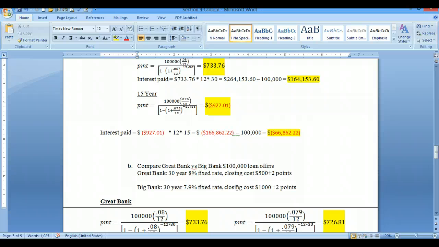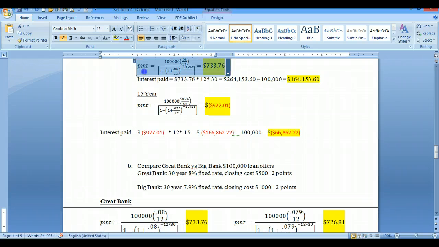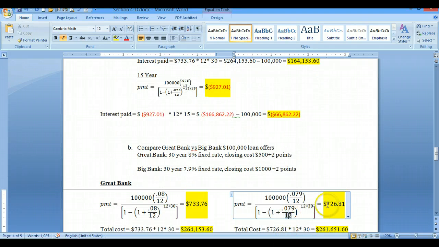So I need to figure out, the first thing is the payment. And oh, we just found this one. $733.76, which is the exact same as what we did in the first example. So we copy and paste, or you can do Microsoft Excel again. And then in this one, I change it to 0.079. It's still a 30-year mortgage with monthly payments, 30 years divided by 12. In this case, my monthly payment's a little bit smaller.